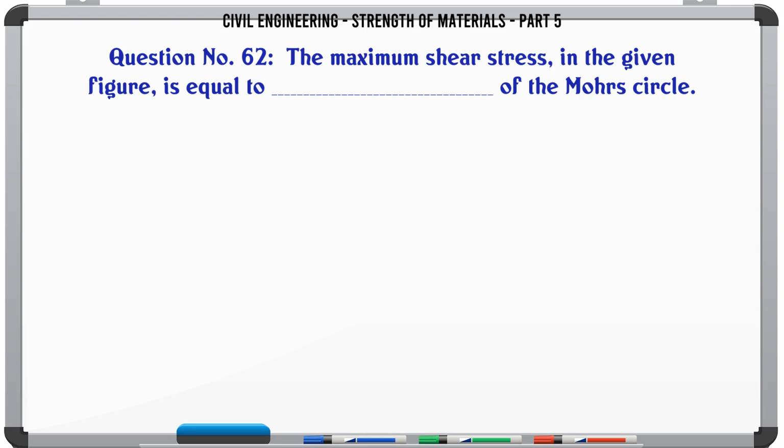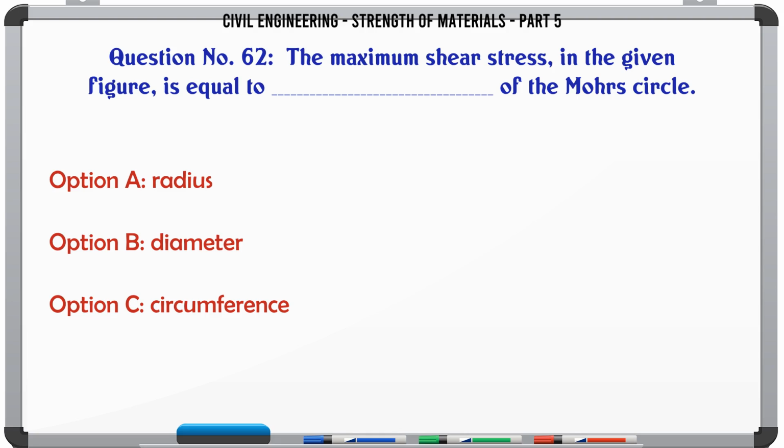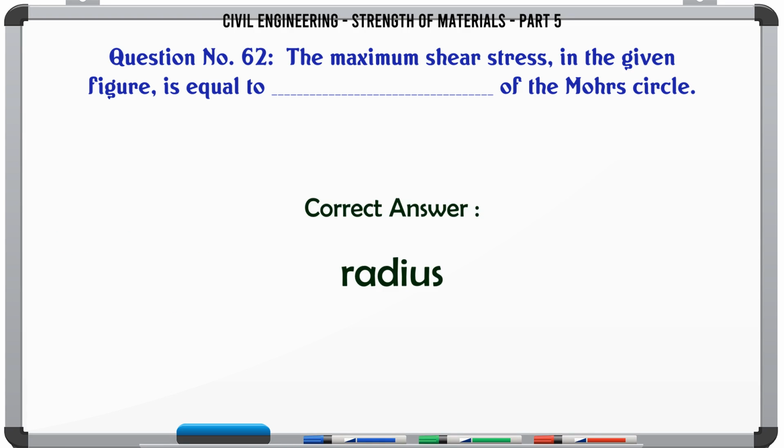The maximum shear stress in the given figure is equal to the of the Mohr's circle. A. Radius, B. Diameter, C. Circumference, D. Area. The correct answer is radius.